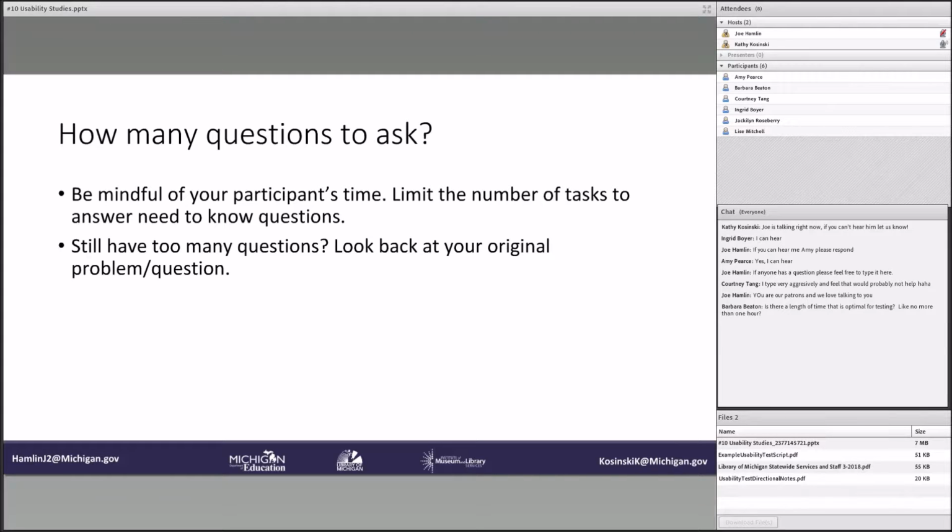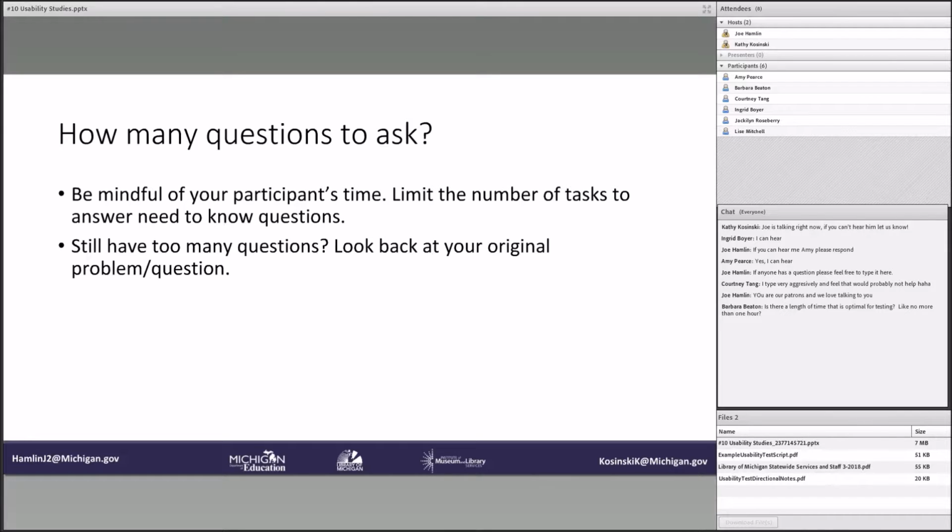So if you find that your entire test is going way too long, that is when you need to go back and reevaluate. Am I asking too many different types of questions? Do I really need to split this up into multiple different tests over time? Are we trying to get customer service, ability to find a book, and self-checkout all into the same test? Maybe you want to look back at your original problem.